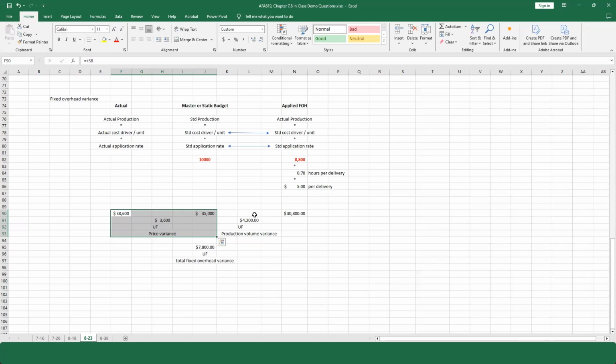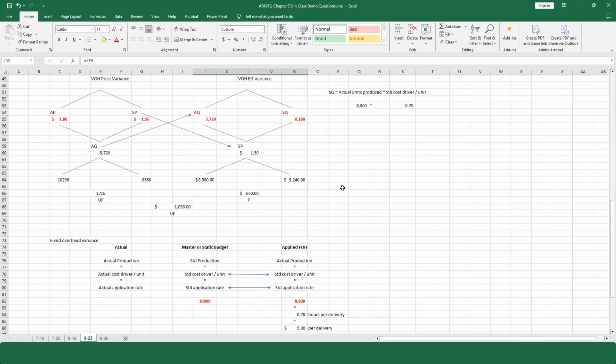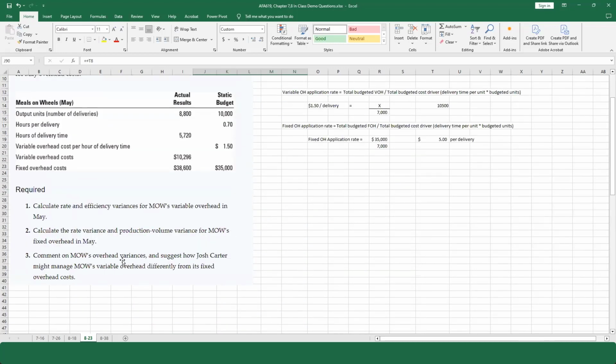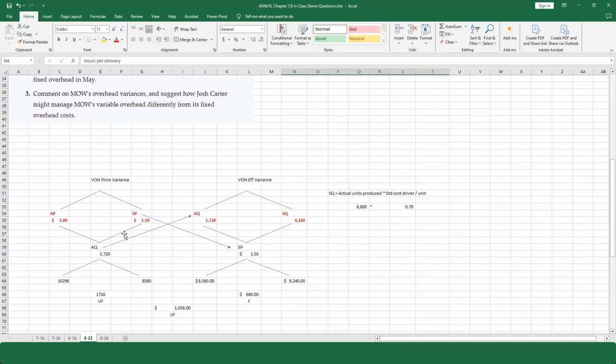Now, over here, what we see is the production volume variance. We didn't utilize the capital assets well enough. We didn't deliver enough meals. And that's the reason why it's unfavorable. Now, it does say, comment on the overhead variances, which we did, and suggest how Joss can manage the variable overhead differently from the fixed overhead. For the variable overhead, we're looking at a mixture of long run, what are we spending our money on when it comes to variable overhead, as well as the short run. How can we reduce the delivery time?